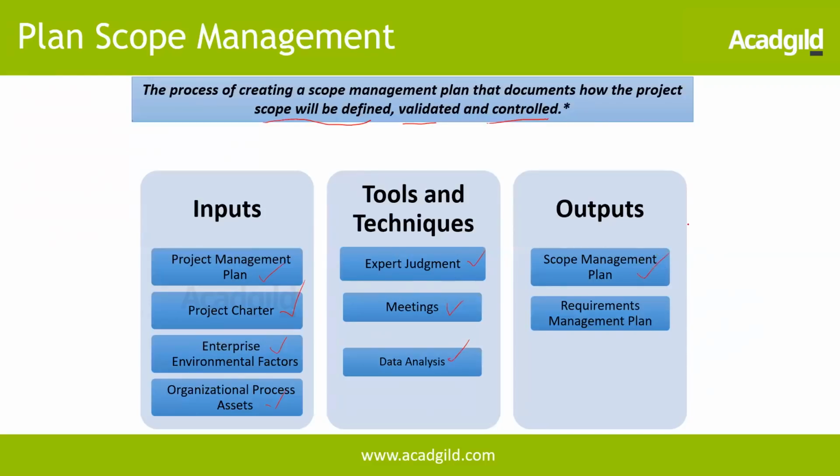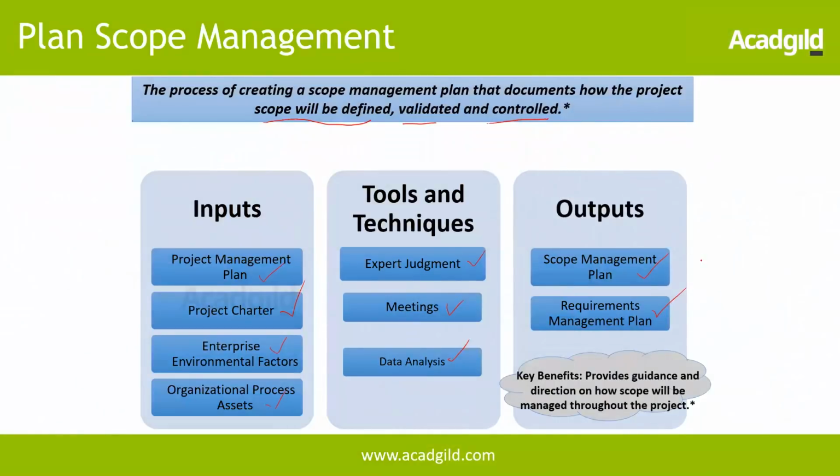One is scope management plan, which is going to talk about how the scope will be managed and controlled, and also how it will be defined. But one more is requirements management plan. So this is going to talk about how the requirements will be gathered, how it will be documented as well. So requirements gathering is a big process, and we'll be talking about that in the collect requirements, which is the next process. For that, requirements management plan will be the key input. So the key benefit of this process is it provides guidance and direction on how scope will be managed through the project. That's the key benefit here.